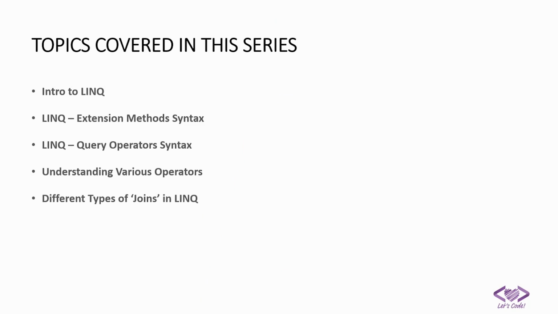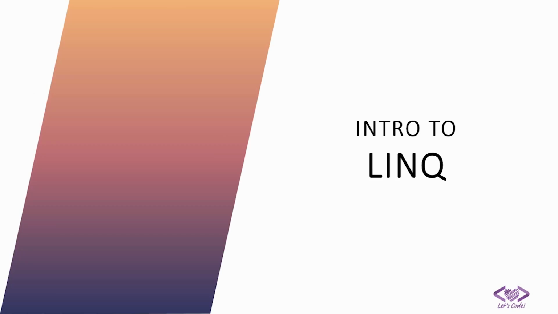First, we will be looking into an introduction to LINQ. We will try to understand what exactly it is. And then we will see what are the two types of syntax which we have in LINQ. One is extension methods based syntax, another one is query operator based syntax. And then we will try to see what are the different operators which are available in LINQ. And then we will jump into joins using LINQ. As and when we cover one concept, we will be checking a demo also to understand exactly how it works in the code. So first we'll see the intro to LINQ.